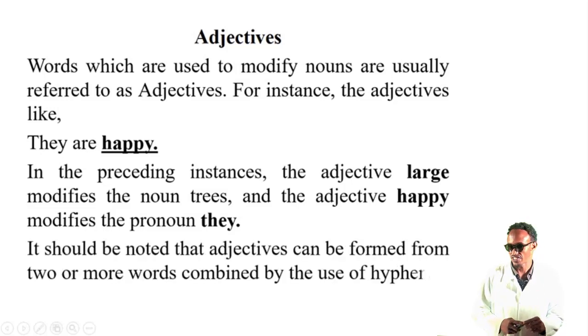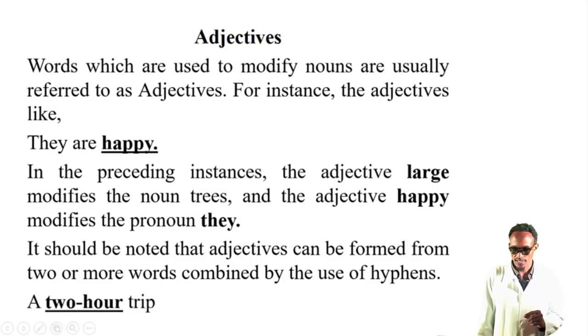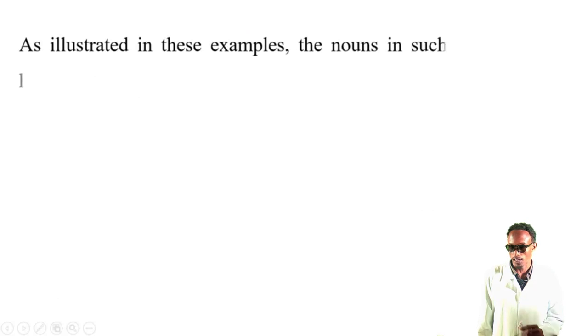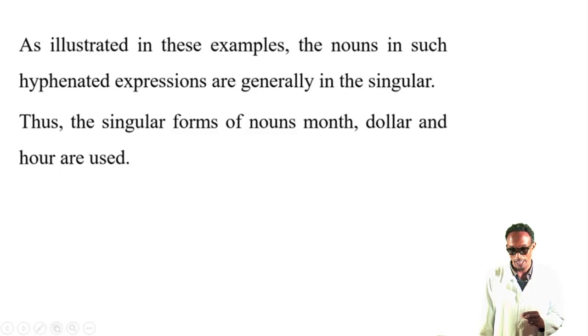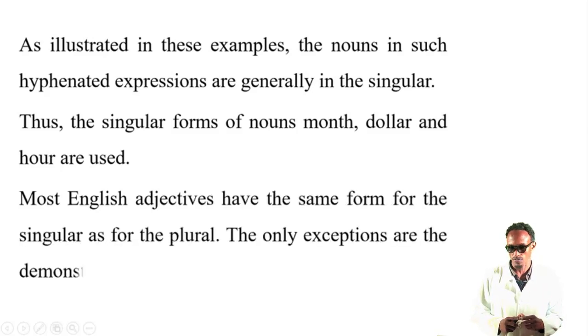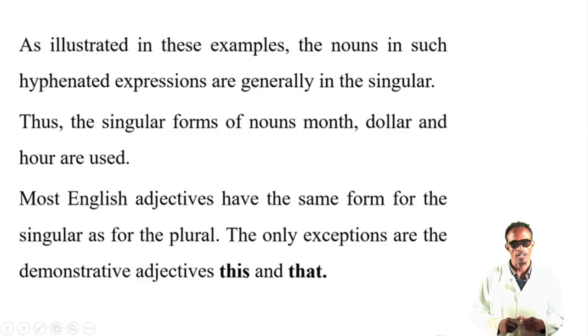It should be noted that adjectives can be formed from two or more words combined by the use of hyphens. For instance, a 2-hour trip. In this sentence, 2-hour is an adjective combined by a hyphen. As illustrated in this example, the noun in such hyphenated expressions is generally singular. Thus, the singular form of the noun, man or hour, is used. Most English adjectives have the same form for the singular as for the plural. The only exceptions are the demonstrative adjectives, this and that.